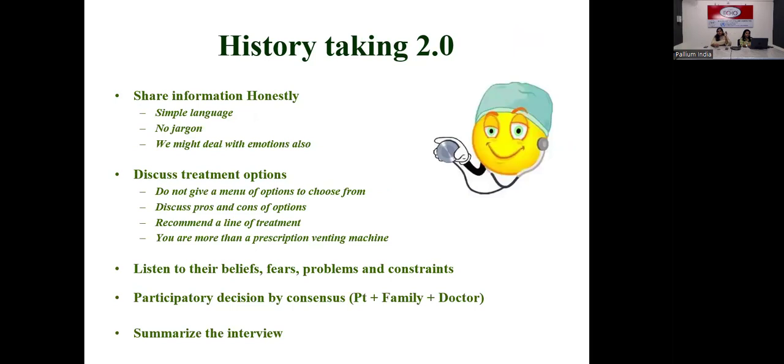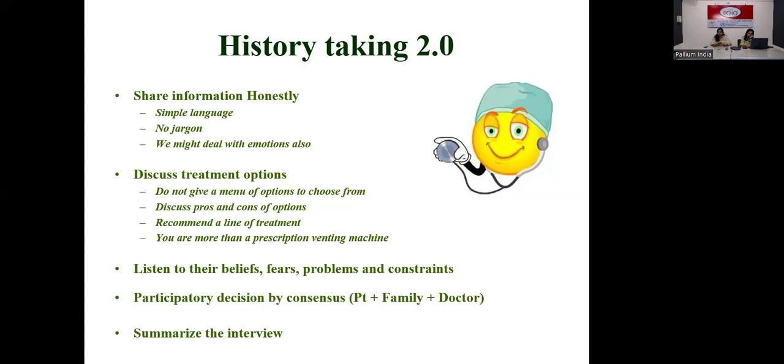And as we said, we'll share information very honestly, using no medical jargon. We'll say it in very simple language, in a way that they understand. We'll only be saying actual facts, and we won't be giving any false hope. We won't look at the results or reports and say, oh, this seems fine, it's okay, when actually the patient is deteriorating. Whatever information we are giving, there should be honest communication.